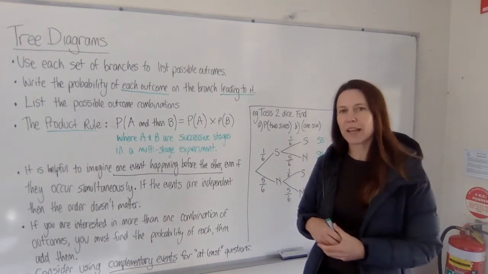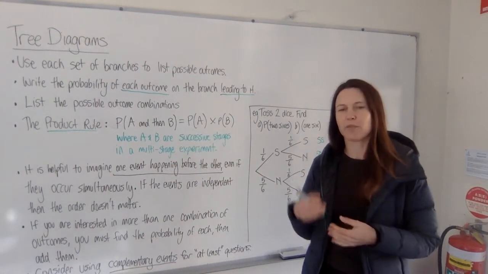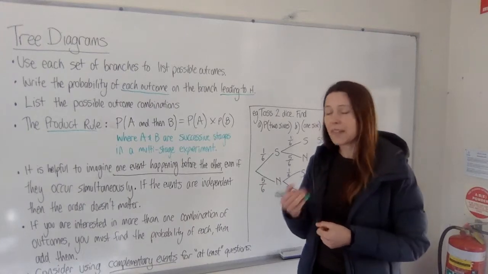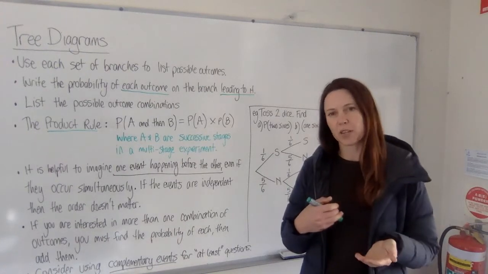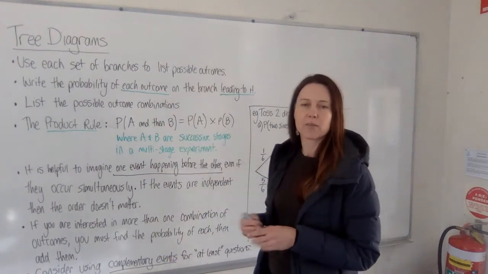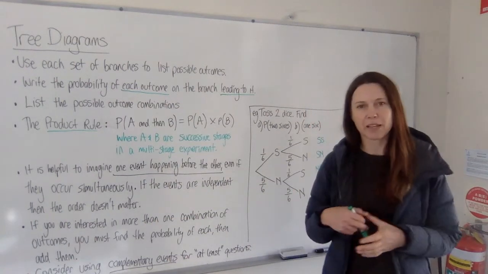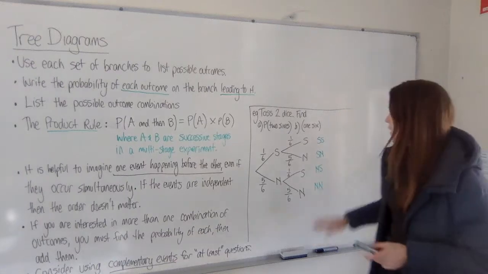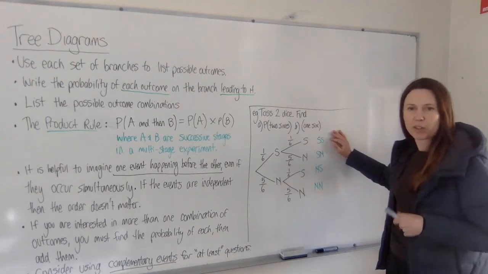Tree diagrams are a really handy way that you can list all of the outcomes of a multi-stage experiment and then find the probabilities associated with each one. So a bunch of tips here on how to do it. Not a bad idea to write these down. Some of them you might want to leave out if you already know. And I've got an example over on the side here, and we'll have a look at a couple of other examples as well.